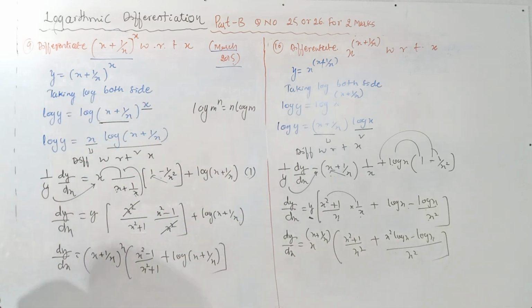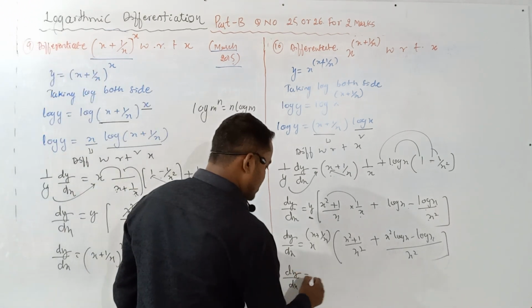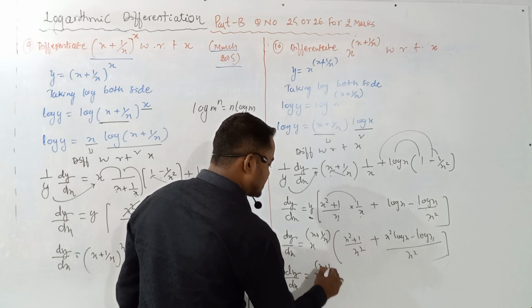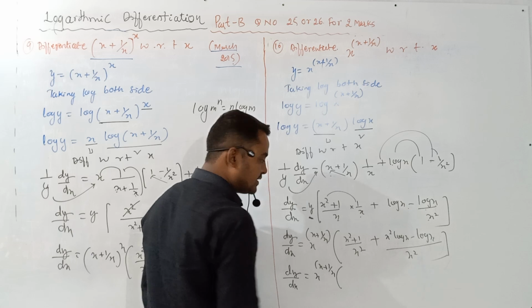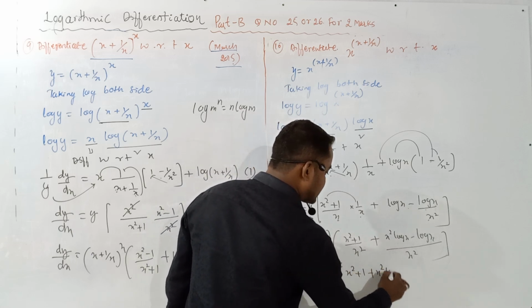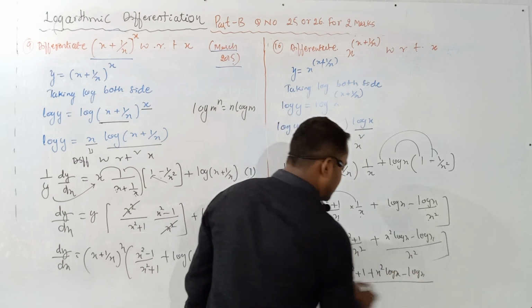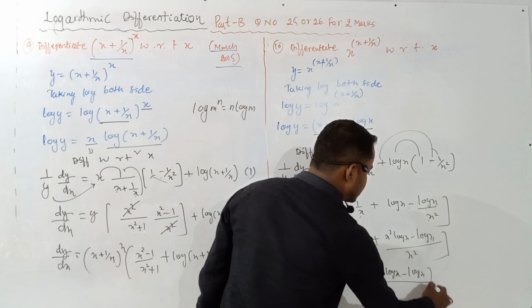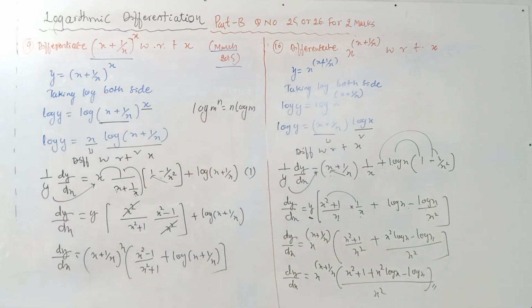Then write the last step. dy by dx is equal to x raised to x plus 1 by x. The denominator is the same here, so common: x square plus 1 plus x square log x minus log x, divided by x square. This is the final answer for your question.